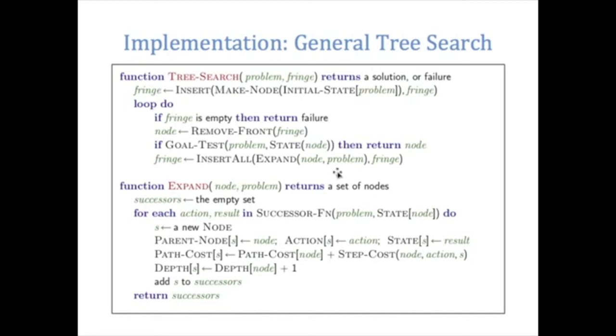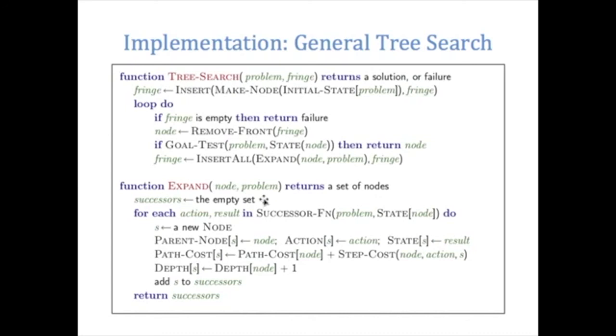Otherwise, we expand all the possible nodes that could be generated as successor states from this node and add them to the fringe. So how do we expand from one node to get new fringe nodes? Well, that's this function. We've got a particular node we're in, and we have the problem, which is basically the state space. And this is going to return a set of nodes which we're going to add to the fringe.